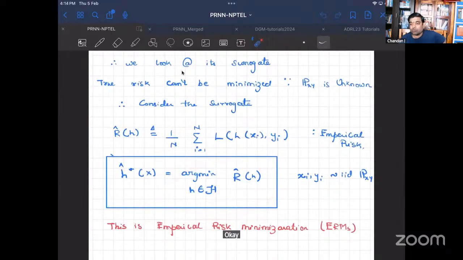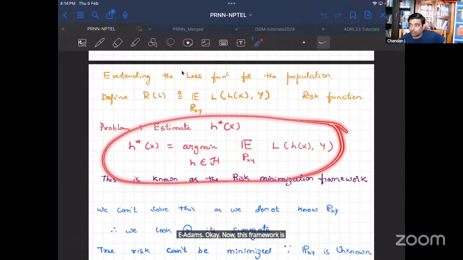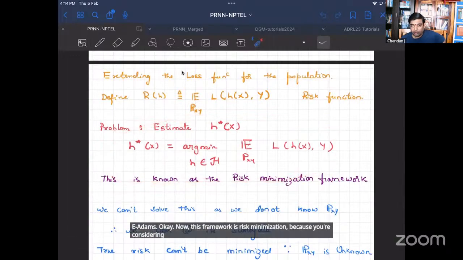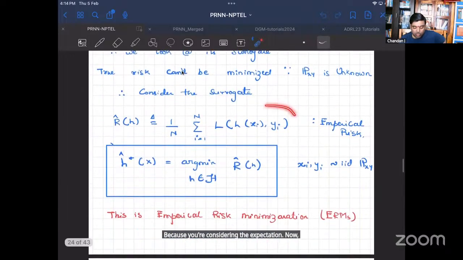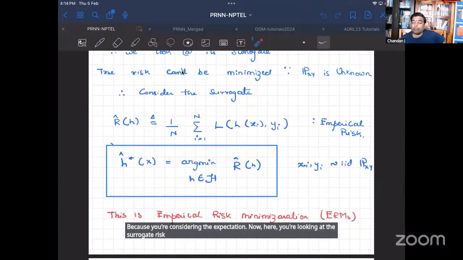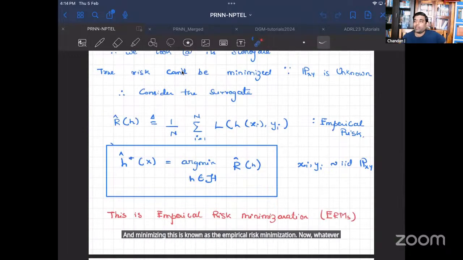Now this is what is known as empirical risk minimization, ERM. This framework is risk minimization because you are considering the true risk, because you are considering the expectation. Here you are looking at the surrogate risk, which is known as empirical risk, and minimizing it is known as empirical risk minimization. Whatever we do, we are doing empirical risk minimization.